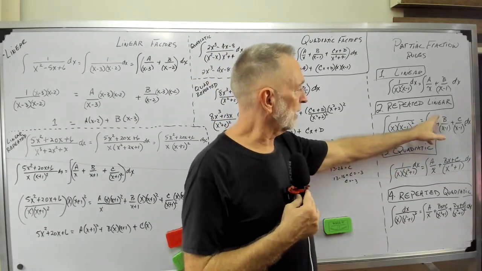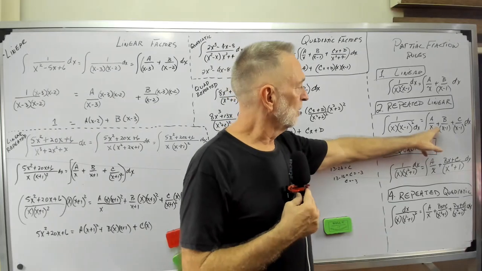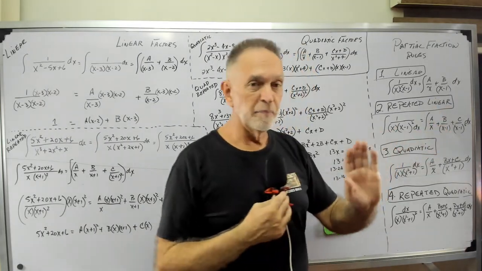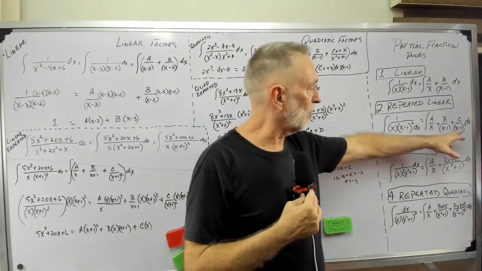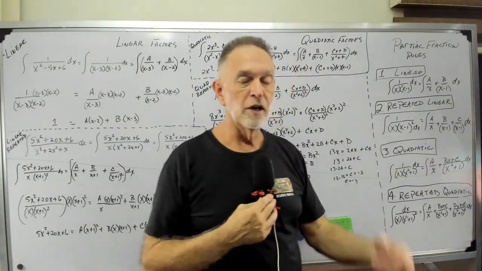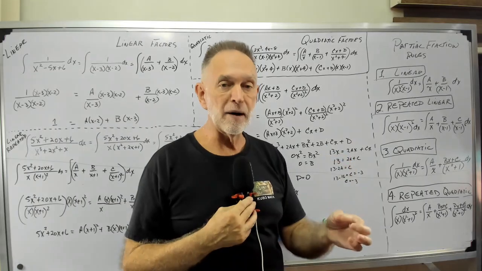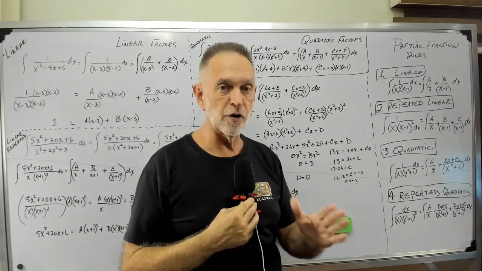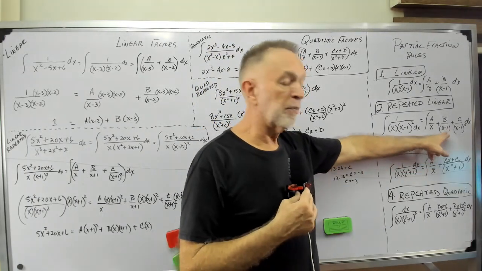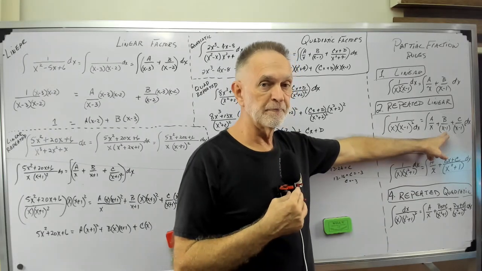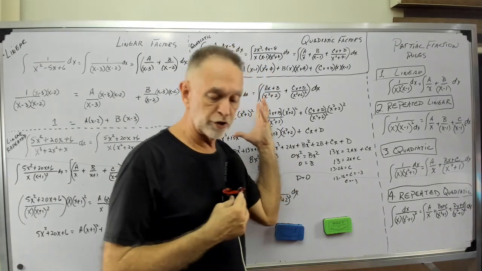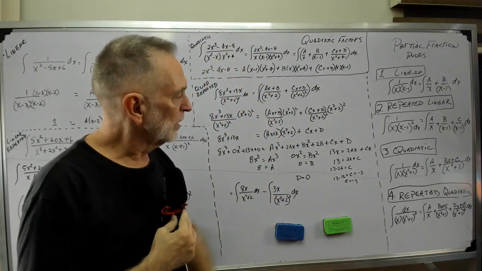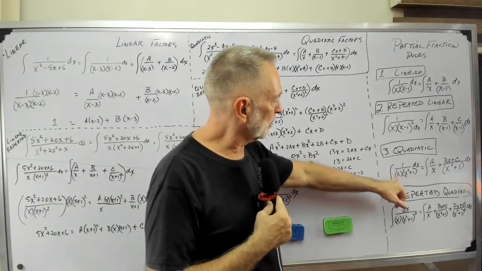I still take the a over x plus b over x minus 1, and then c over x minus 1 squared. So for every power of the repeated term, you're going to have a partial fraction. Now you end up solving for a, b, and c, and we'll show you how to do that in just a moment.